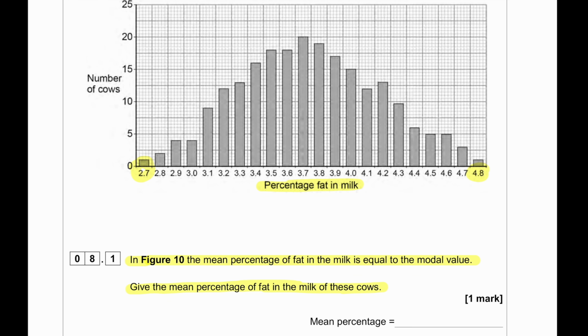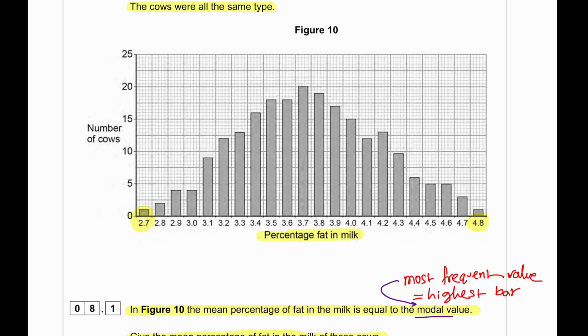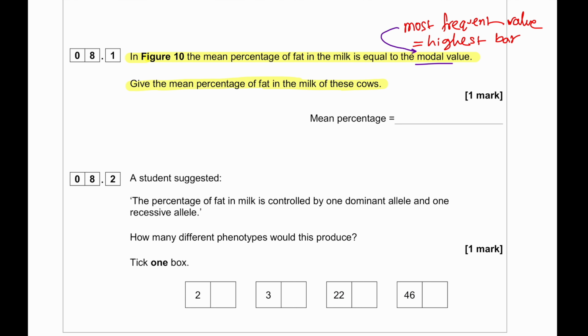So the modal value occurs when we have the most frequent value. So the highest bar, in this case, is 3.7. Since our mode is equal to the mean, the mean percentage will be 3.7. A student suggested that the percentage of fat in milk is controlled by one dominant allele and one recessive allele. How many different phenotypes would this produce?